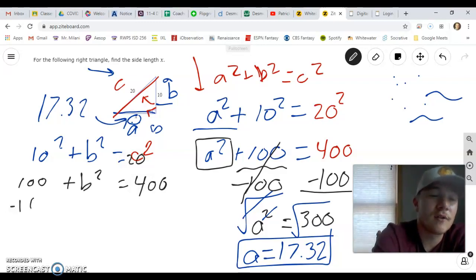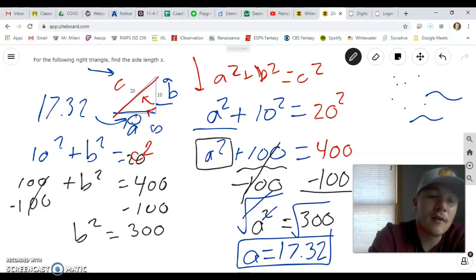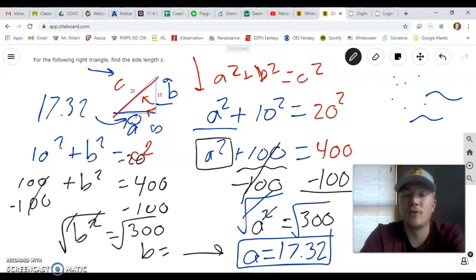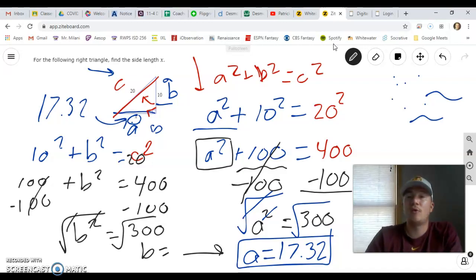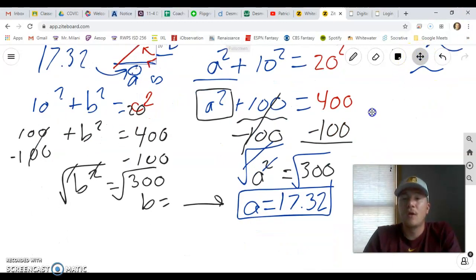And then either way, I'm going to have to subtract 100 again, just like before. I'm going to end up with B squared equals 300, and then the square root will give me that same 17.32. Okay, so it doesn't matter if you call your missing variable A or B. It's still just a leg, and you're still going to put that in as the missing variable.